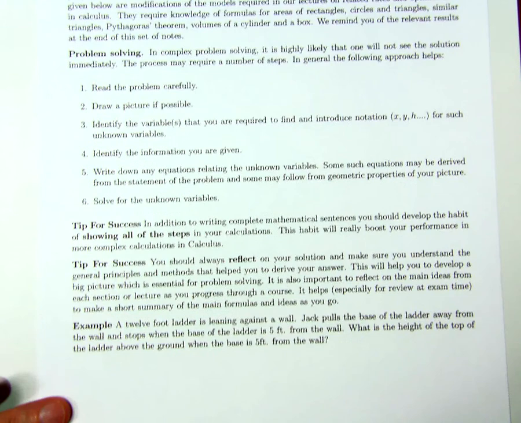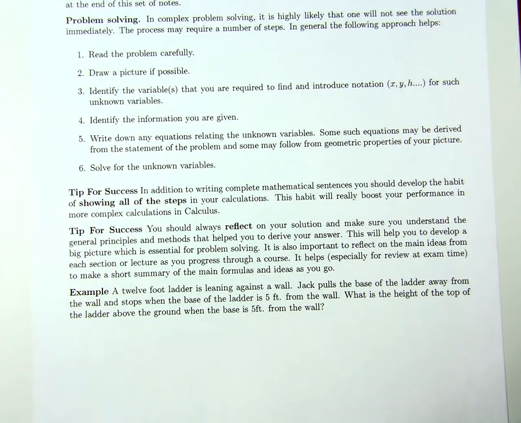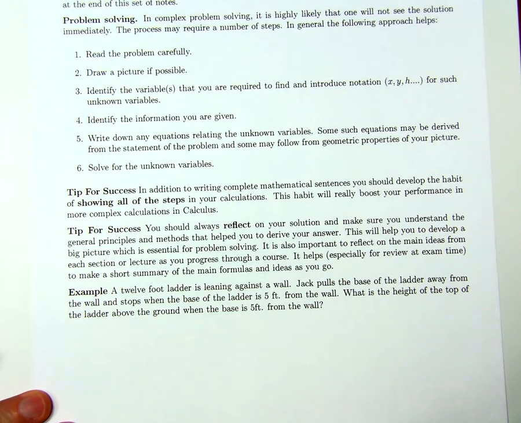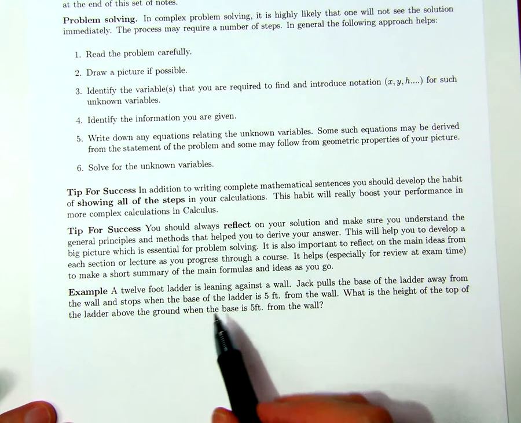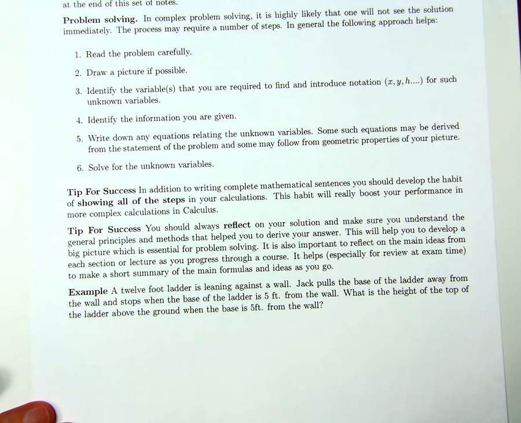Okay, and having said all of that, here's an actual example. It's not nearly as scary as it sounds. We have a 12-foot ladder leaning against a wall, and Jack pulls the base of the ladder away from the wall and stops when the base is 5 feet from the wall. What's the height of the top of the ladder above the ground when the base is 5 feet from the wall?